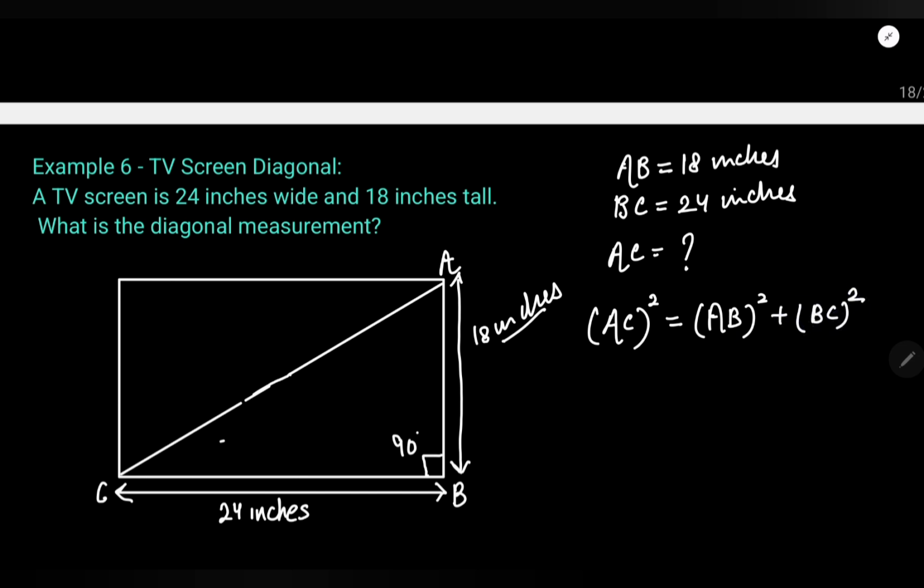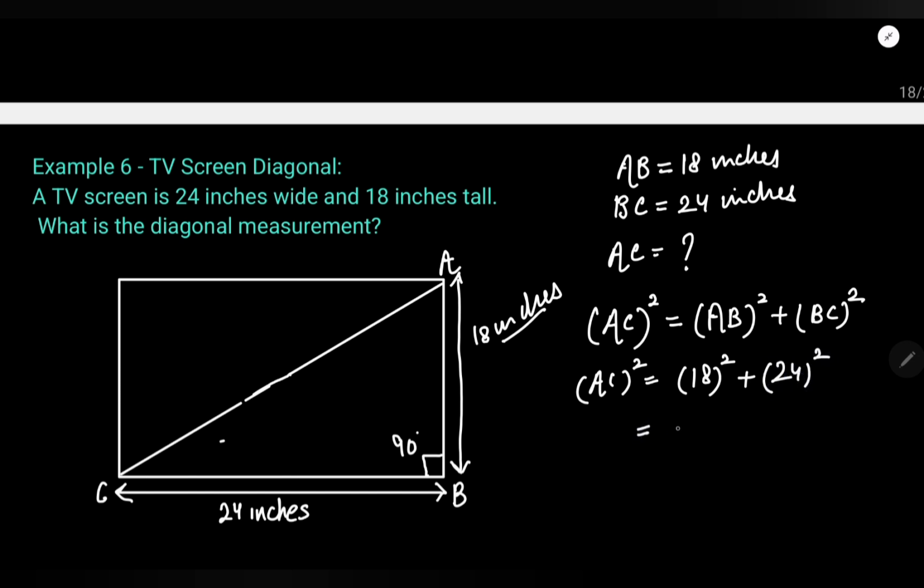If you have noticed, I told you all the types of notations we can write here. We can write HPB, we can write ABC. C is the longest side, H is the longest side. Here AC is the longest side. So AC square is equal to AB square. AB square means 18 square, right? Plus BC square means 24 square, right?